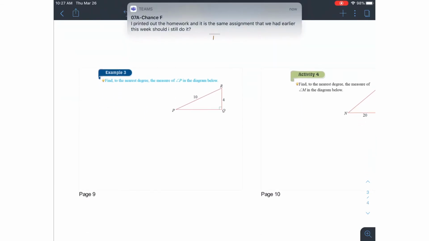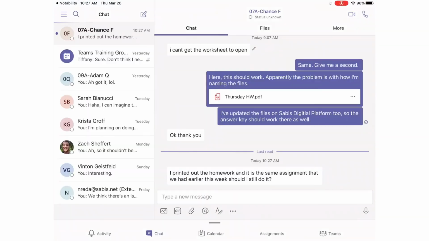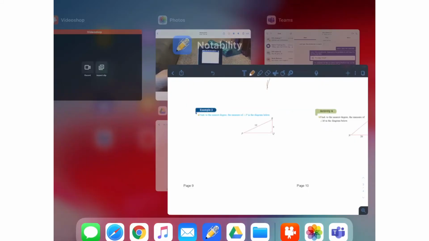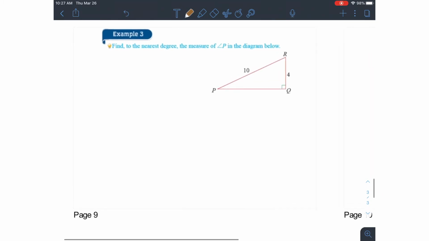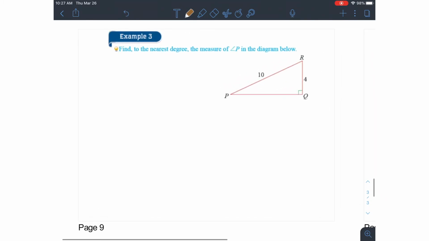Finally, we are going to be getting into, oh, sorry about that. I did not mean to switch there. Finally, what we're going to be getting into then is solving for the missing angles in these triangles. So, find to the nearest degree the measure of angle P in the diagram below. Well, what we need to do, if we're supposed to be finding angle P, we should put in theta right there. And now that we know which angle we were supposed to find, we should start labeling the sides of our triangle. 10 will be the hypotenuse.